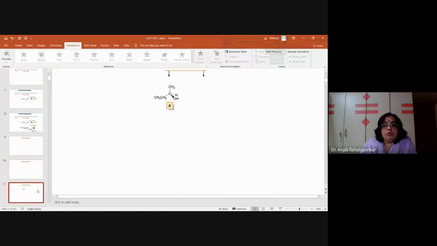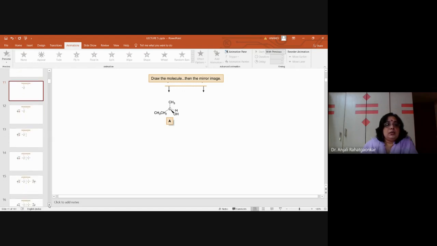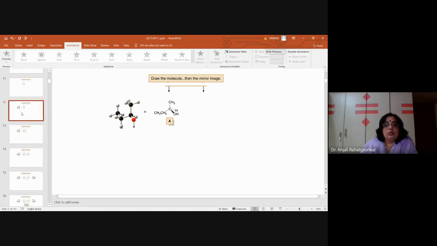Now I'm going to show you how you can draw the mirror images. All right. Now this is 2-butanol A, and we have to find out whether this molecule has chirality or not. So this is a 3-dimensional structure of the 2-butanol, and I put mirror, okay, and then draw the second structure.